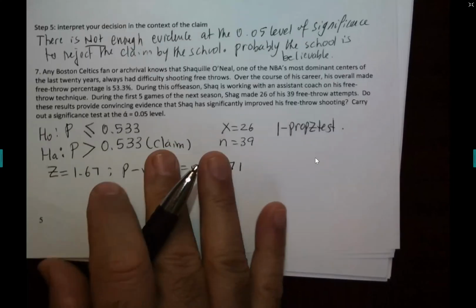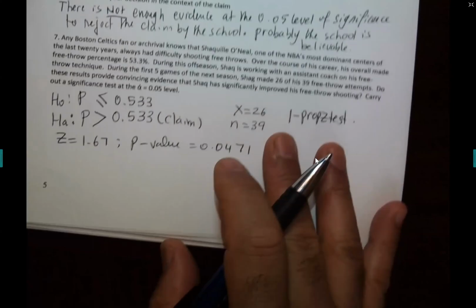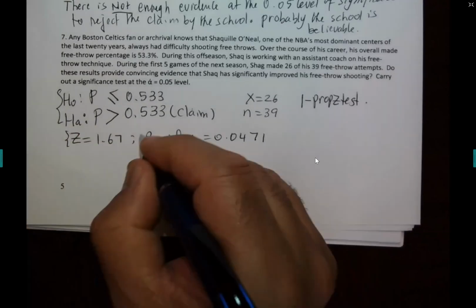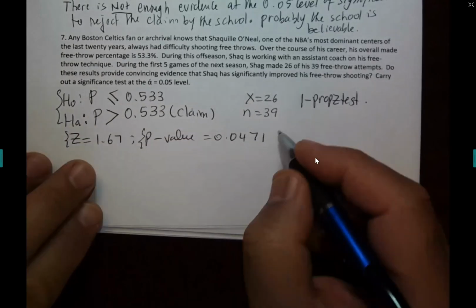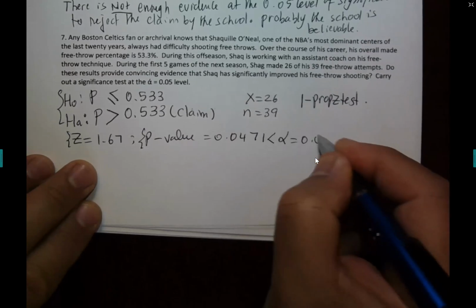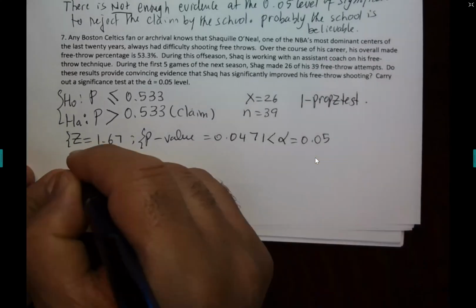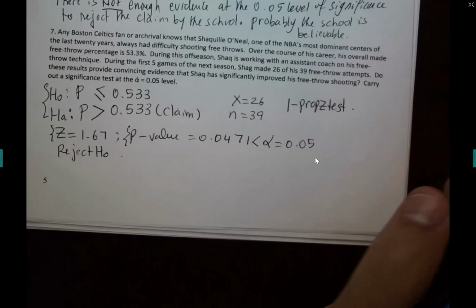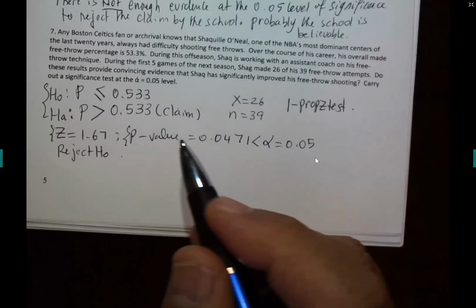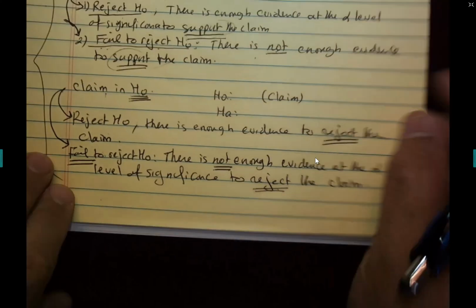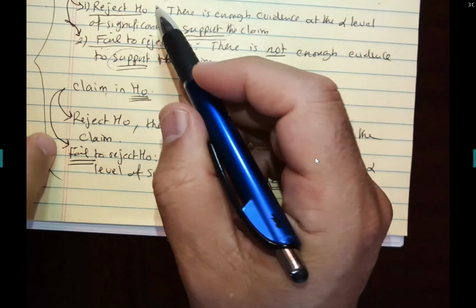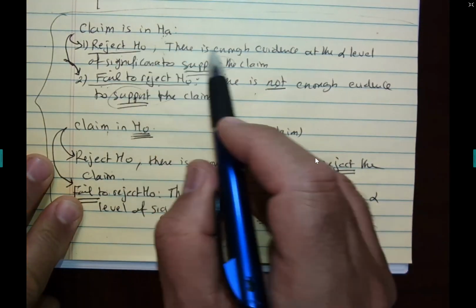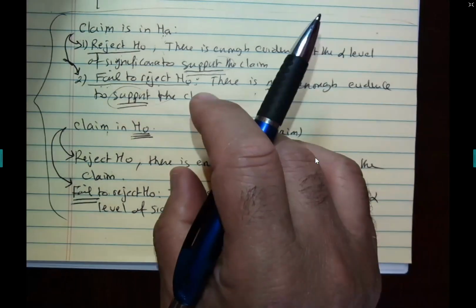0.0471. If you ask me, guys, about the 5 steps, always. First step, second, third. And now, this is less than alpha, which is 0.05. We come to the fourth step. We reject the null hypothesis because the p-value is less than alpha. Now, your claim is in HA, guys. Let me take you back to my yellow sheet. We're here. Sorry. Claim is in HA, and we reject H0, so there is enough evidence at the alpha level of significance to support the claim.